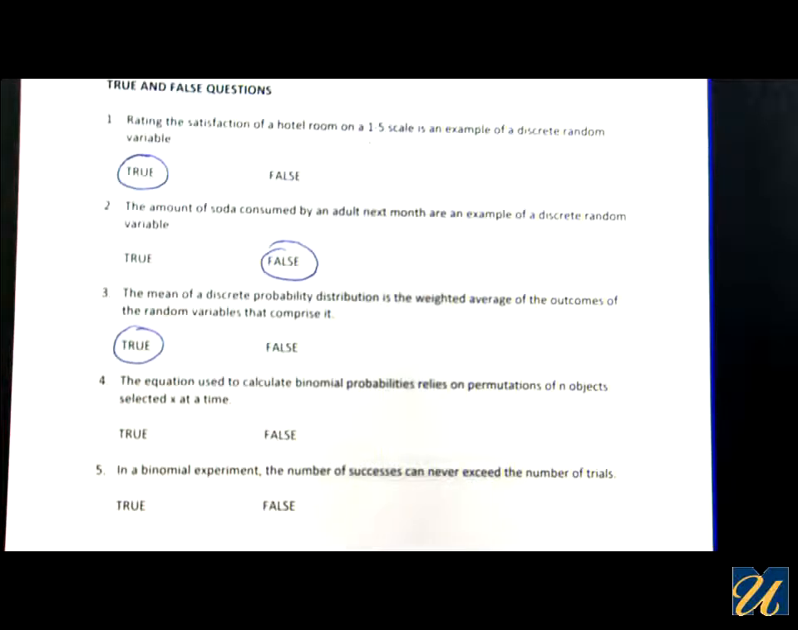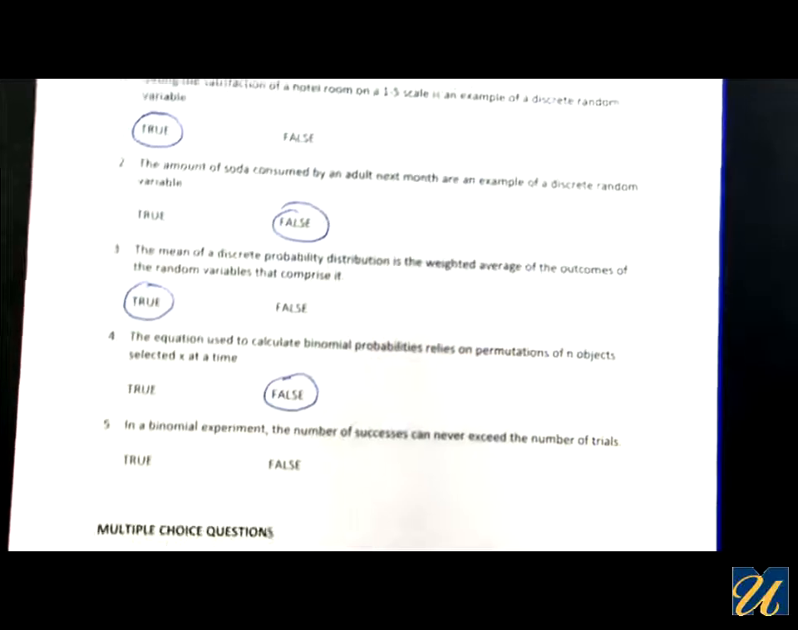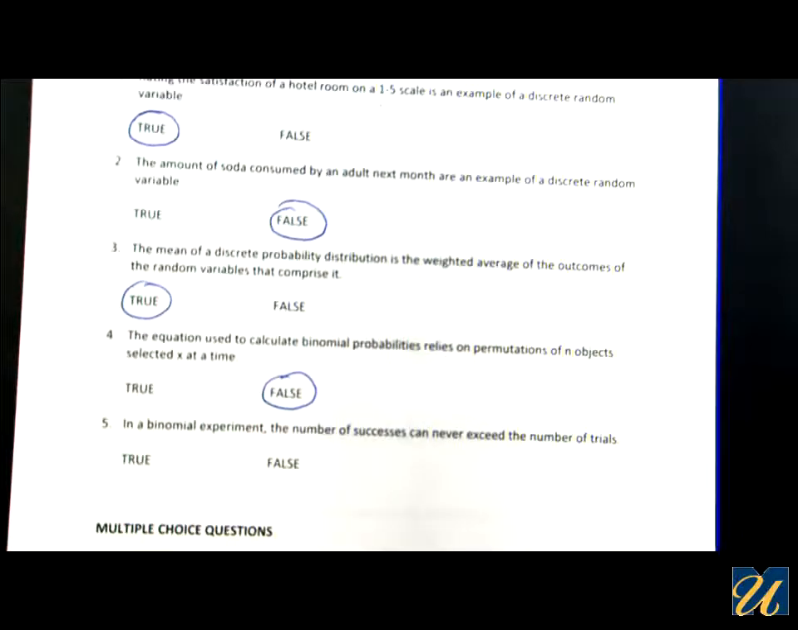The equation used to calculate the binomial probabilities relies on permutations of n objects selected x at a time. This would be false. In a binomial experiment, the number of successes can never exceed the number of trials. That is correct.